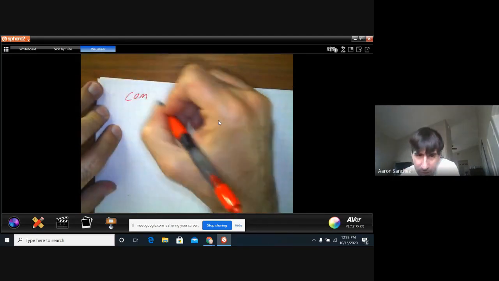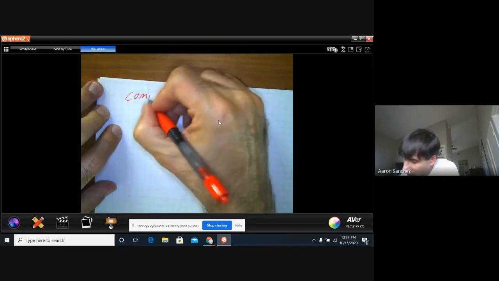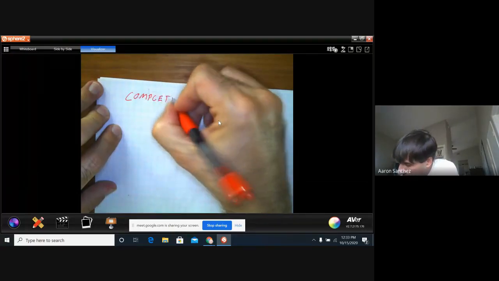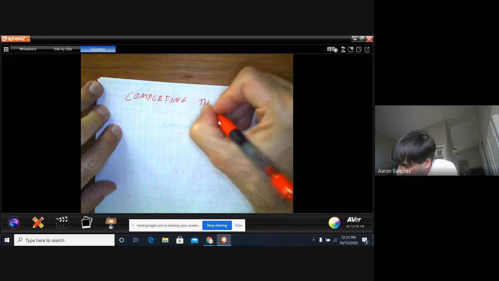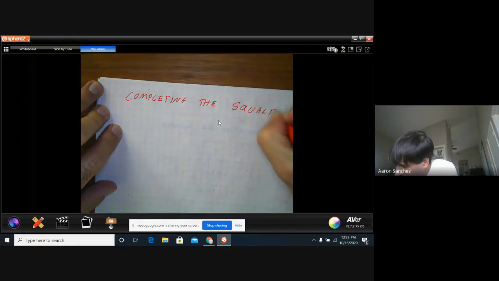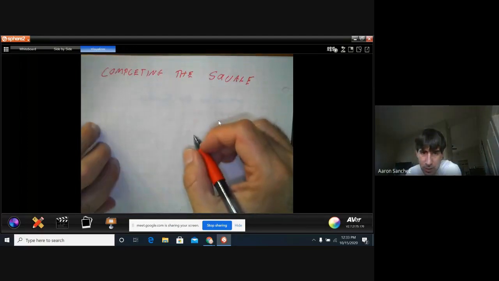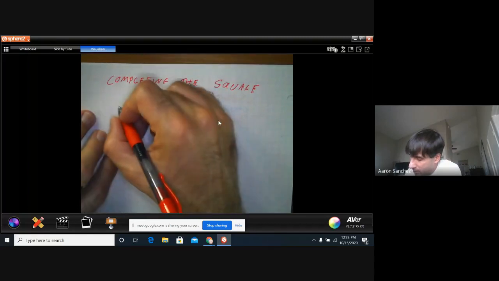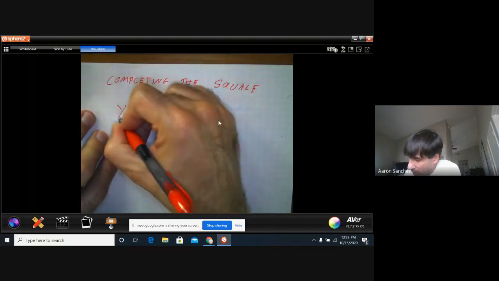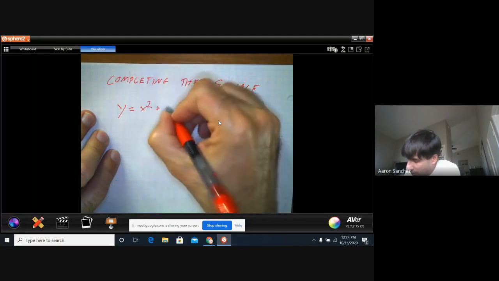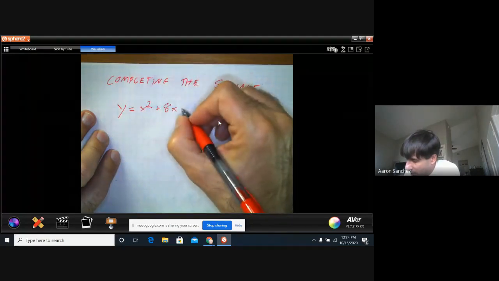This is not graphing circles. This is a skill that you need to graph circles. It's called completing the square. Okay. Now, let's say I have an equation that looks like this. y equals x squared plus 8x minus 1.